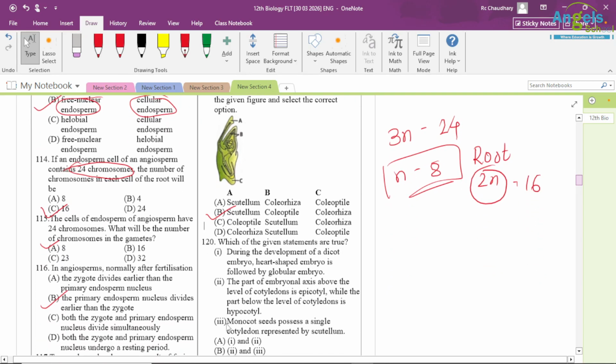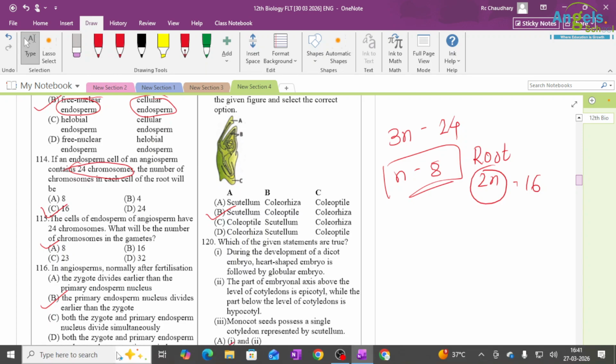Question number 120. Which of the given statements is true? During the development of dicot embryo, heart-shaped embryo is followed by globular embryo. So wrong option. First we have globular embryo, then heart-shaped embryo development. The part of embryonal axis above the level of cotyledon is epicotyl, while the part below is hypocotyl. So it is a correct statement. A monocot seed possesses a single cotyledon represented by a scutellum. So again it is also a correct statement. So here B option is correct. Okay, one is false.